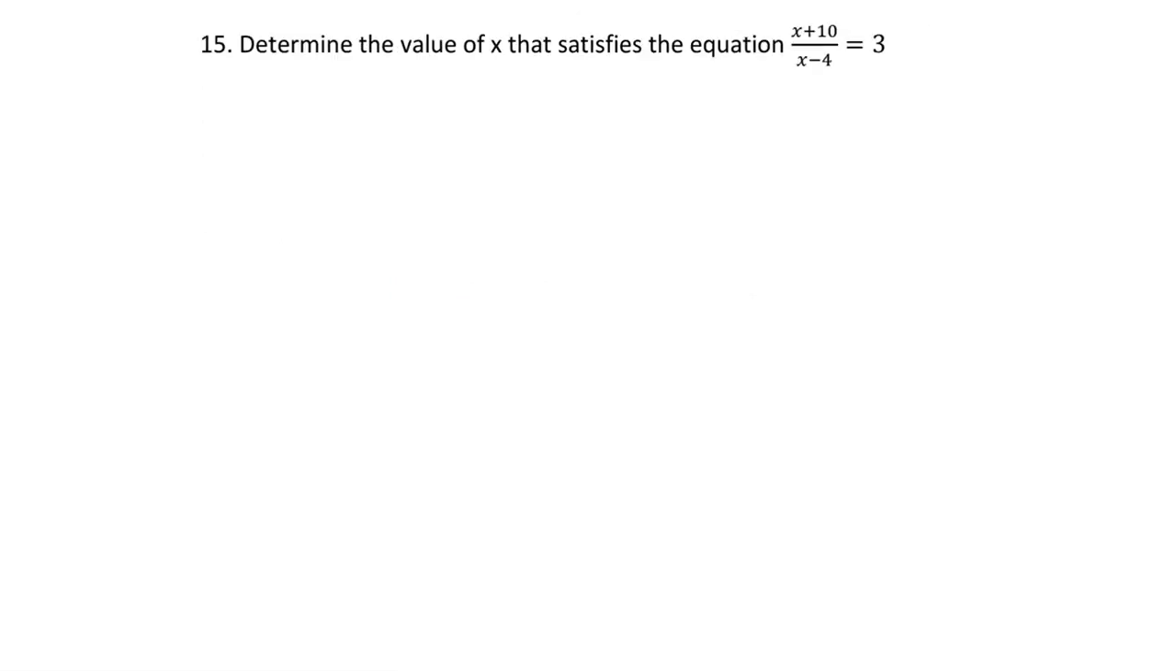Question number 15. Determine the value of x that satisfies the equation (x + 10)/(x - 4) = 3. From this given equation, first let us multiply by x minus 4 on both sides. Then our equation is x + 10 = 3(x - 4). Next, let us open the brackets. Then we have x + 10 = 3x - 12.